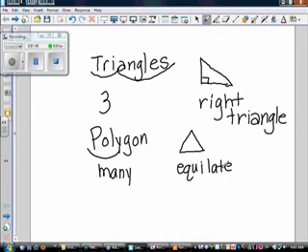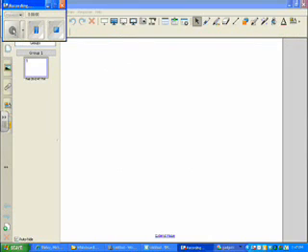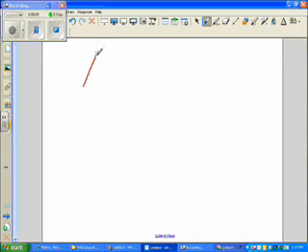Yes, it is a long word. Equilateral. All sides are equal. You kind of hear equal in that word? And then we can have another type of triangle that has 2 equal sides. You may have 2 sides that are tall with a shorter base. When we have 2 equal sides, that's called an isosceles triangle.